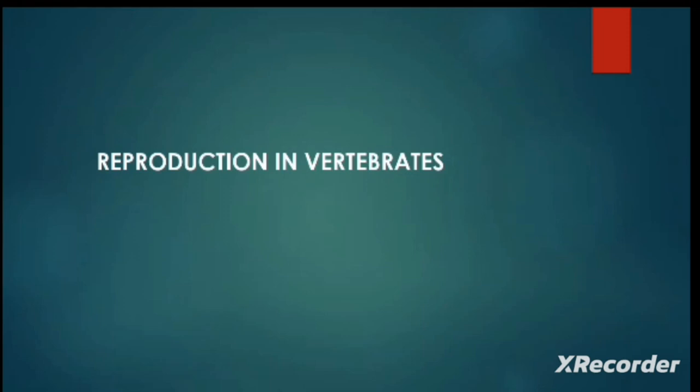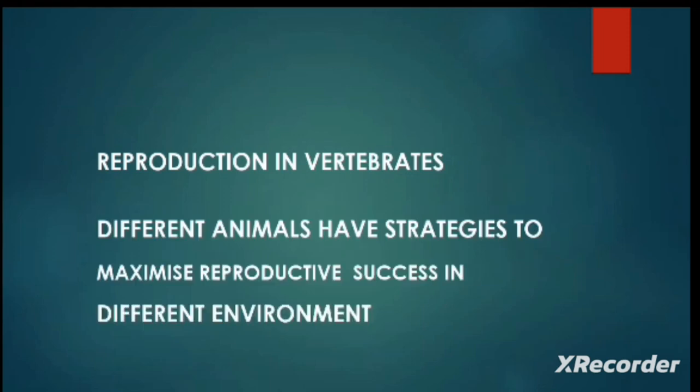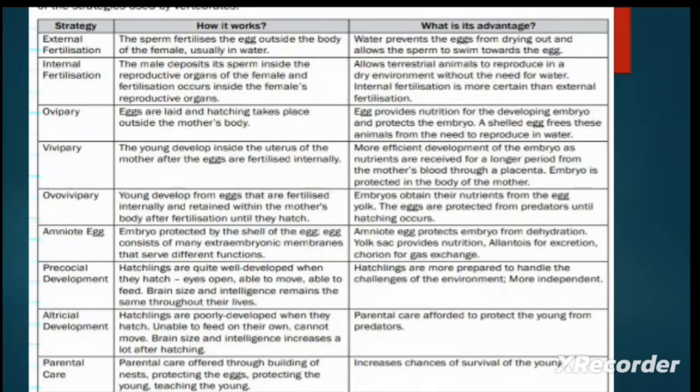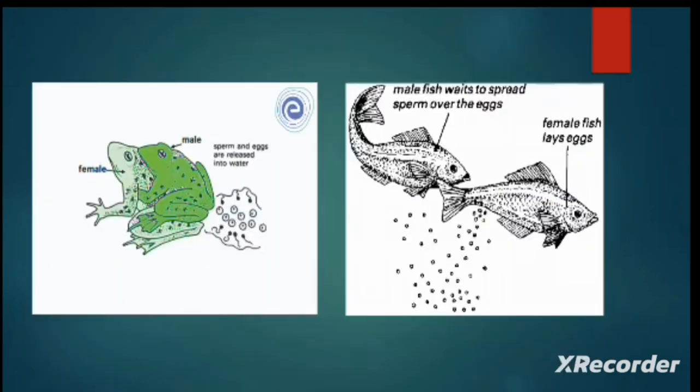So reproduction in vertebrates, we're going to talk about strategies that different animals use to maximize reproductive success in different environments. Now, the first strategy is external fertilization. So the sperm fertilizes the egg outside the body of the female, usually in water. Water prevents the egg from drying out and it allows the sperm to swim towards the egg. So normally this happens in frogs, as you can see. That is external fertilization. We have external fertilization in fish as well.